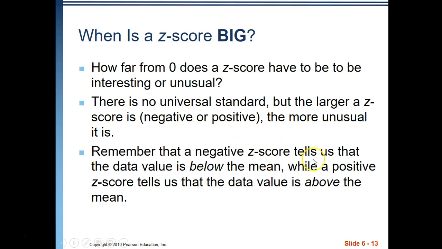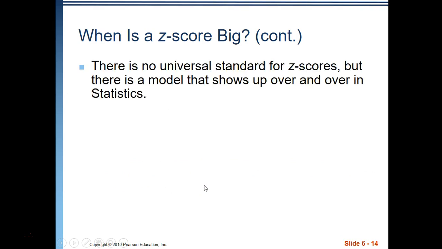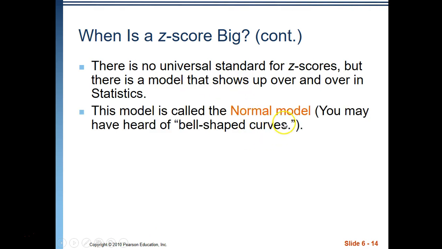And remember that a negative z-score tells us that the data value is below the mean, while a positive z-score tells us that it is above the mean. When is a z-score big? There is no universal standard for z-scores. All right, there's no universal standard, but there is a model that shows up that we'll all see, and that is the normal model that we will use probably throughout the rest of this course, more than likely.